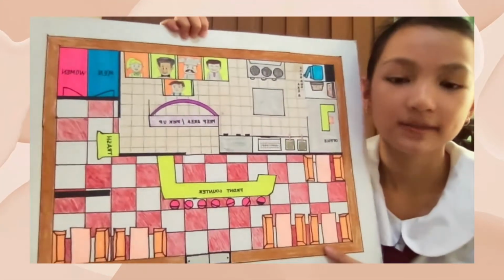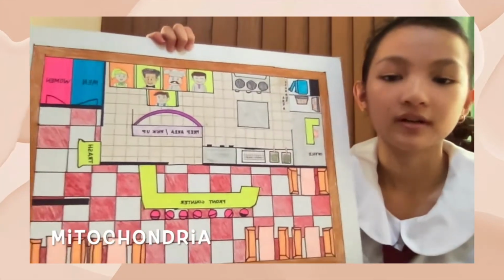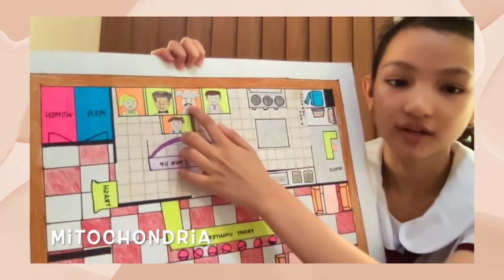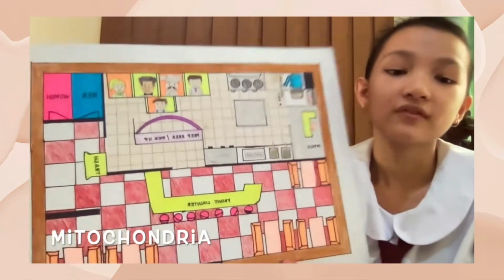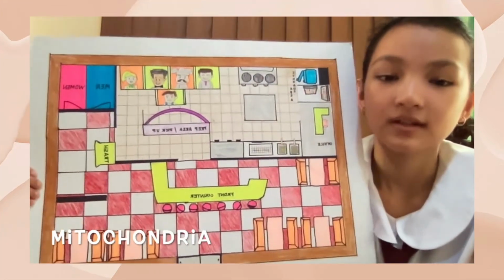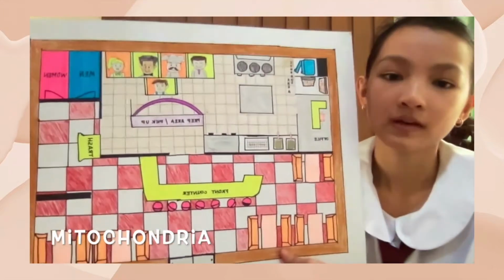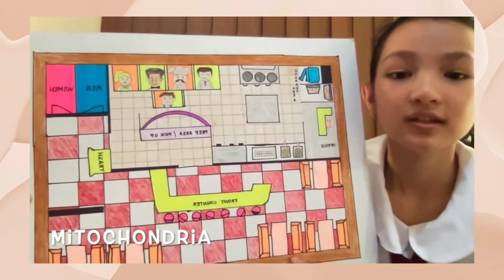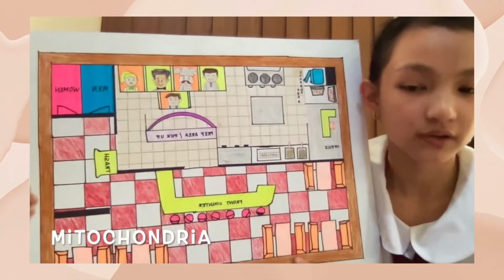The next thing is the mitochondria. The mitochondria function like the chef in the restaurant. This is the chef in the restaurant because the chef produces food into proteins that the customer needs. In the same way, mitochondria generate most of the chemical energy needed to power the cell's biochemical reactions.